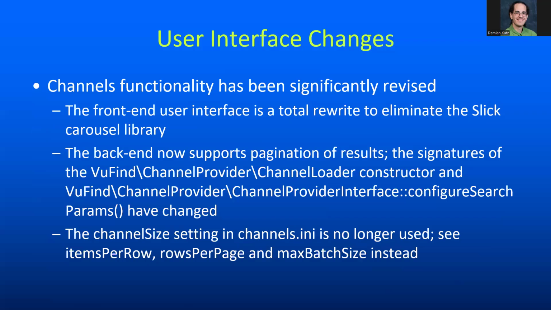So there's an items per row, which controls how many items are shown in each row of results in the channel. Rows per page, which controls how many rows are loaded each time the user says add more. And max batch size, which controls how much data is retrieved from the server. So by default, we show rows of 6, and we only show one row per page. So the user will see 6 items in every channel, and they can add 6 more items by clicking add more. The max batch size is set to 48, though.